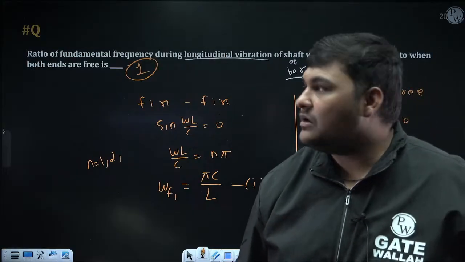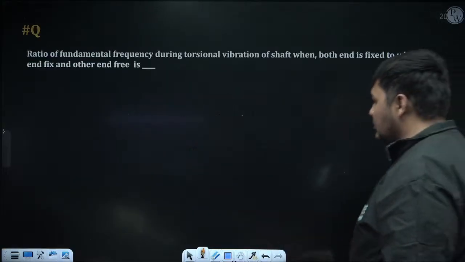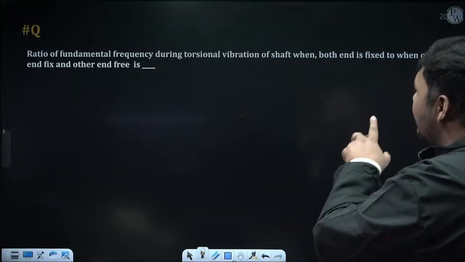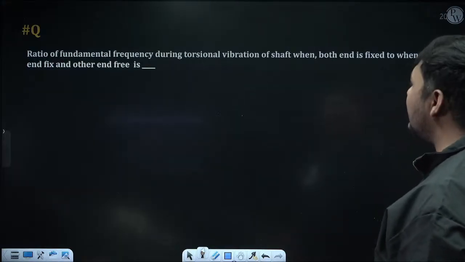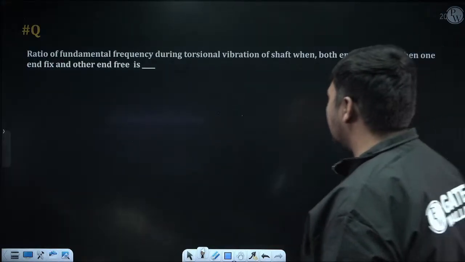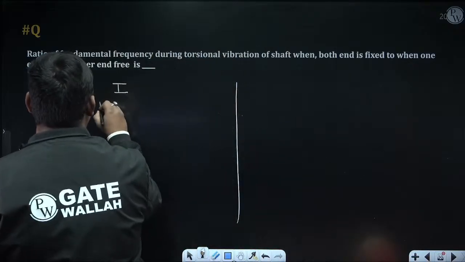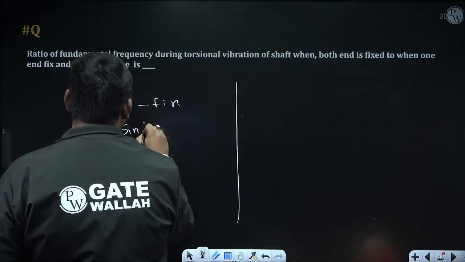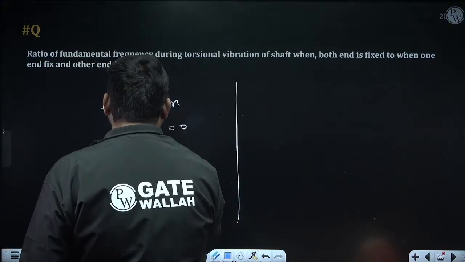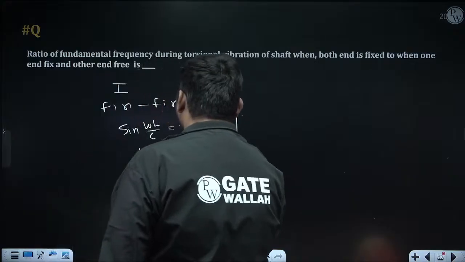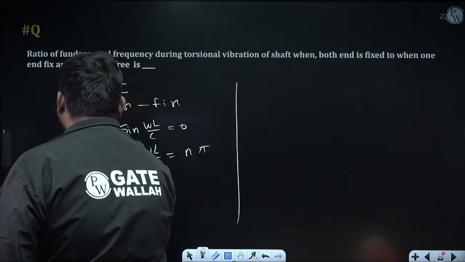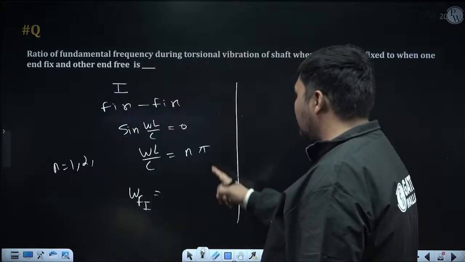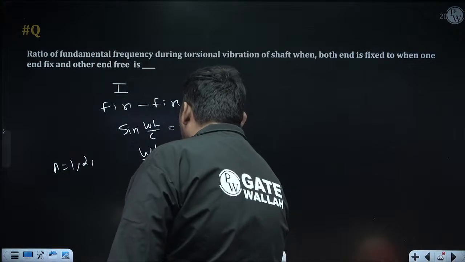Like this you can solve. Okay, like I am discussing this question, what is this question asking? Again, the ratio of fundamental frequency in torsional vibration in a shaft when both ends are fixed to when one end is fixed, other end free. So suppose in case 1 I am taking both ends fixed. In this case the frequency equation is sine omega L by C equal to 0. So omega L by C is n pi, n starting from 1. Now the frequency of the fundamental mode for case 1, meaning the first non-zero frequency, put n equal to 1, I will get pi C by L.